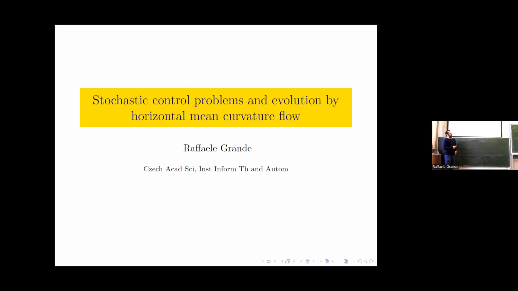Thank you, Martin, for the nice presentation. The title of this seminar is Stochastic Control Problems and Evolution by Horizontal Curvature Flow. Practically, I put in connection two different topics, two different parts of maths: stochastic optimal control on one side, and the evolution by horizontal curvature flow on the other, which is practically an evolution in a Sub-Riemannian setting.